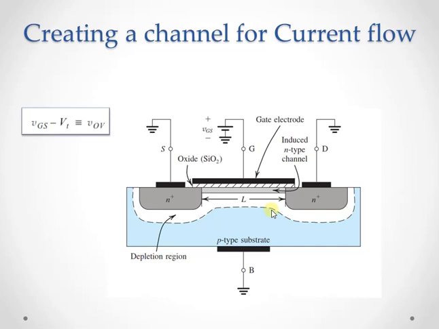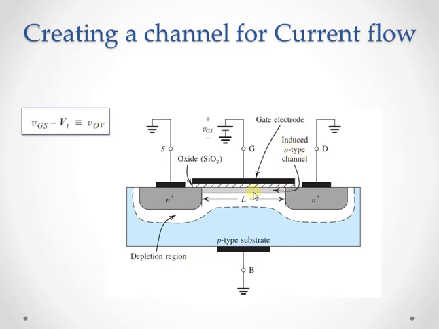The positive voltage also attracts the electrons from the N plus source and the drain regions into the channel region. When a sufficient number of electrons accumulate near the surface of the substrate under the gate, an N region is created connecting the source and the drain. Now, if a voltage is applied between the drain and the source, the current flows through this induced N region, carried by the mobile electrons.